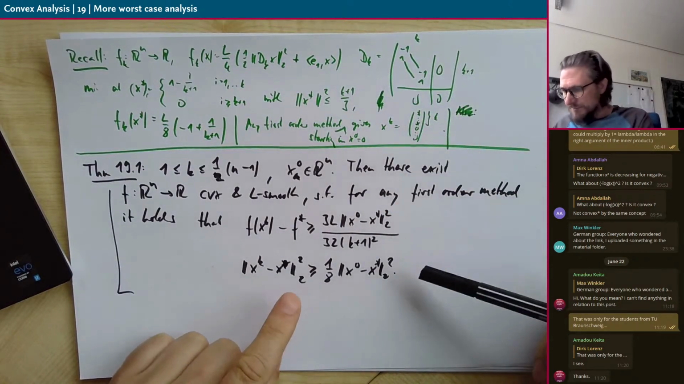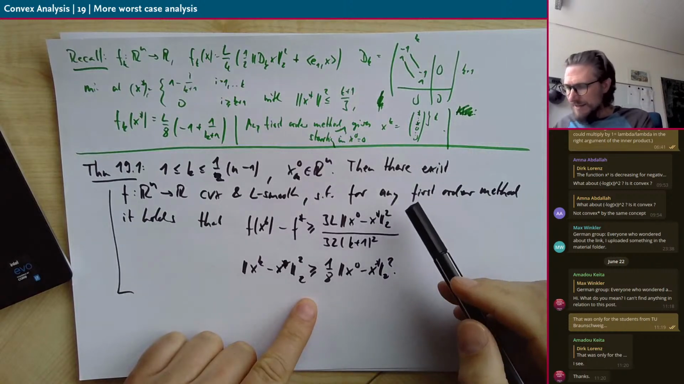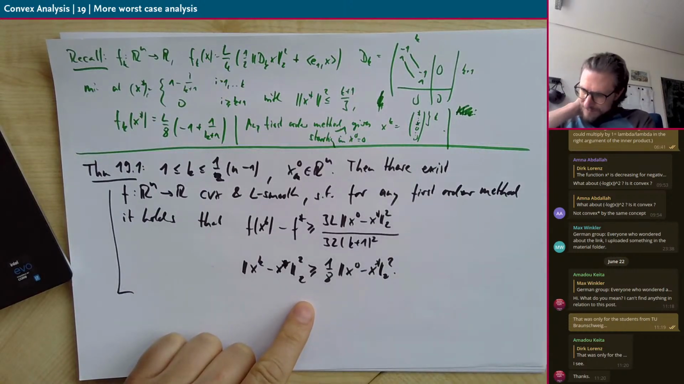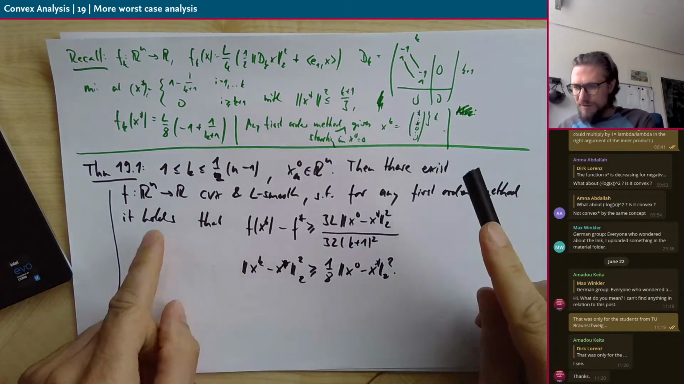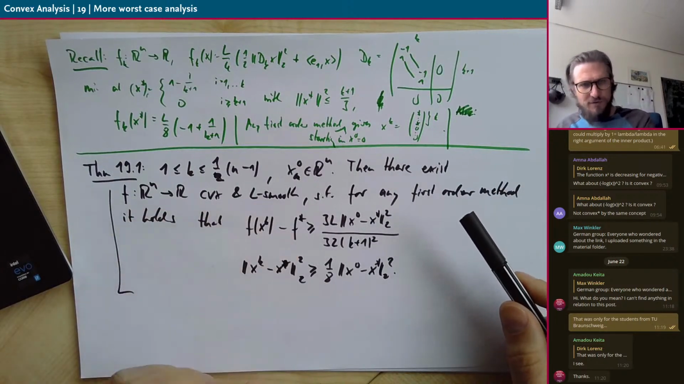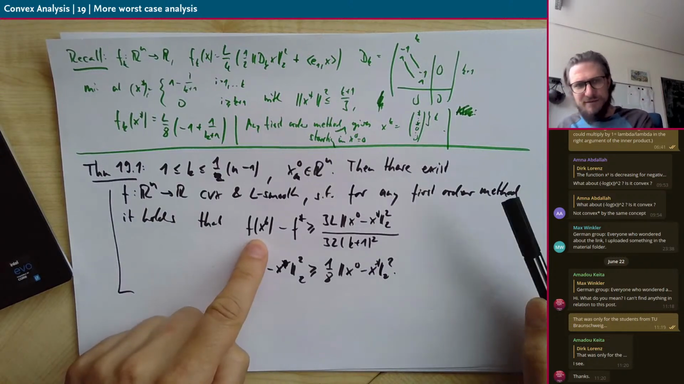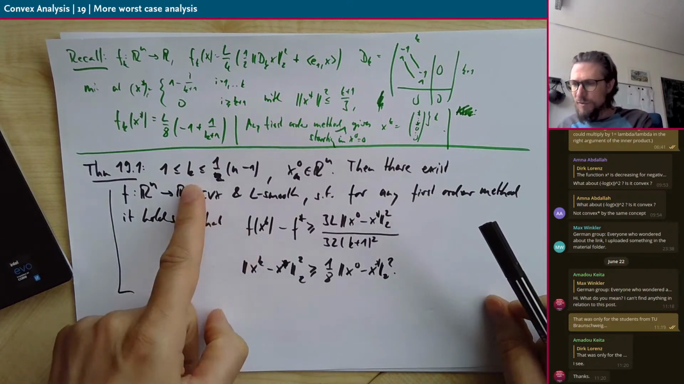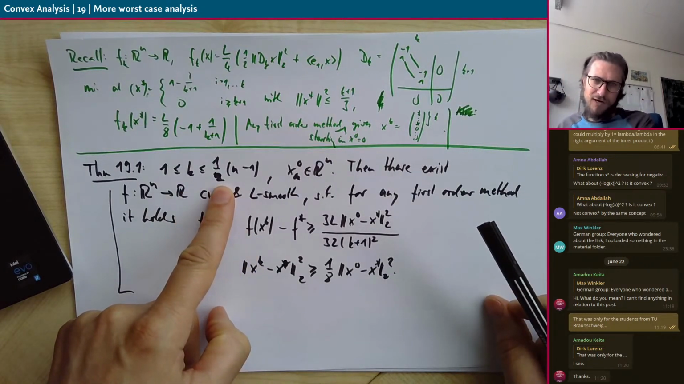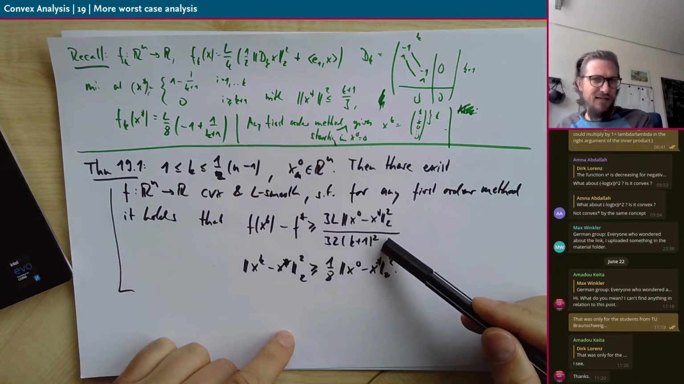But okay, first let's do some interpretation here. It says that in each dimension, we can find a function f which is convex and L-smooth, such that when you apply any first order method for k steps, and these k steps should not be more than roughly half of the dimension, then the distance to optimality is still at least that large.